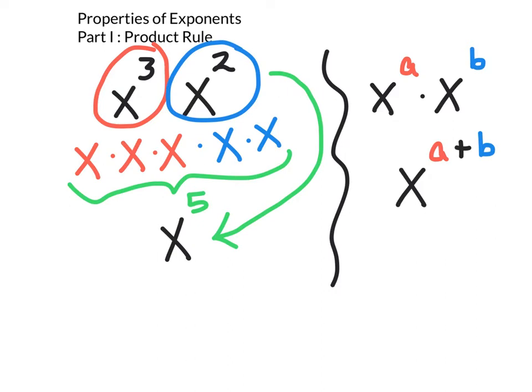I'm going to go forward in this video and do a few more examples just to show you what they look like. But overall, this is what the product rule is. When you have a product and the bases are the same, you can simply add the exponents. Let's go ahead and look at some examples now.